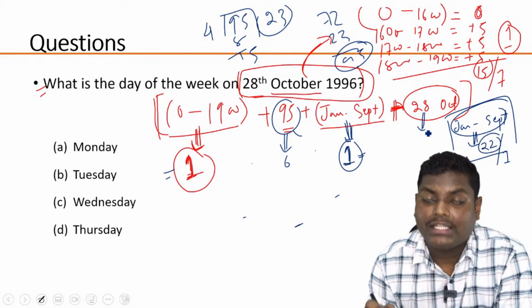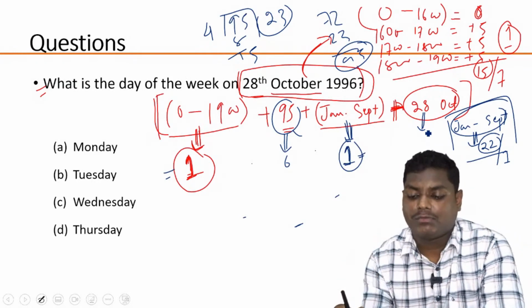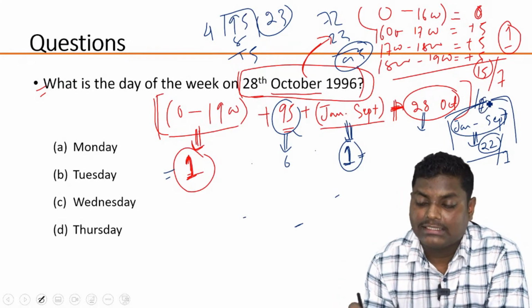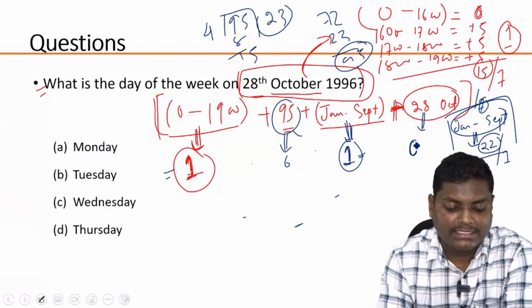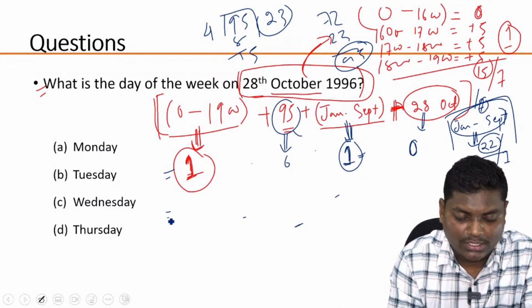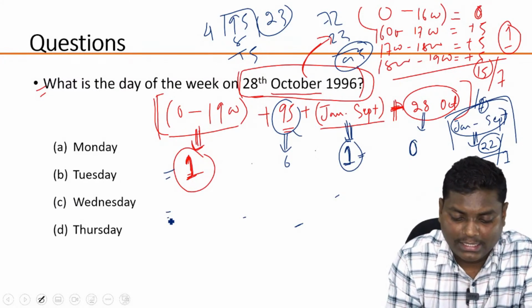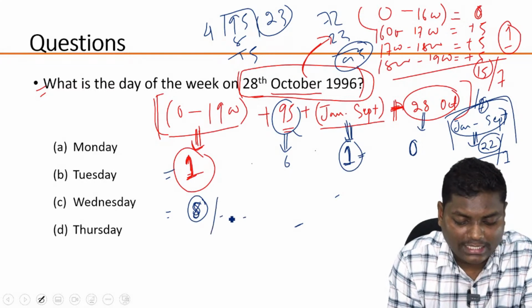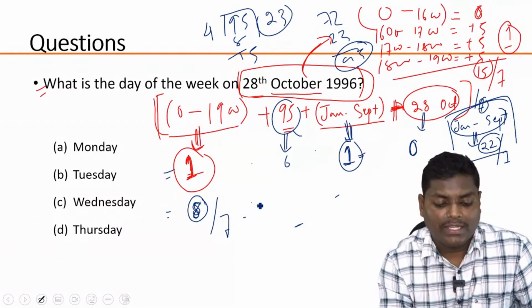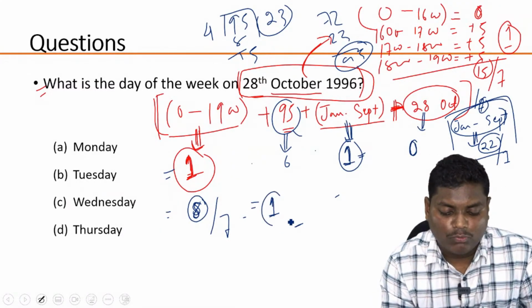Now, these 28 days of October, if you divide it by 7, these are exactly divisible. So the number of odd days is 0. Now you just add these numbers. 1 plus 6 plus 1 is 8. Now again, this number, if you divide it by 7, you'll be having 1 odd day.